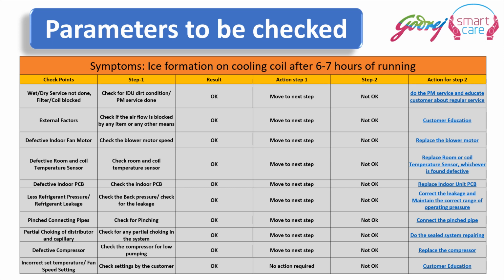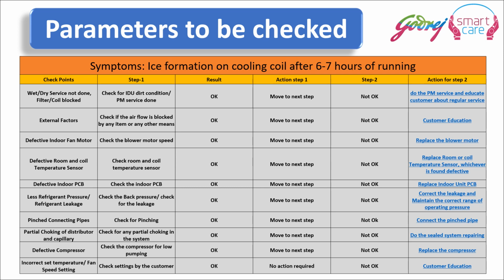In case of less refrigerant pressure or refrigerant leakage, we have to check the back pressure and check for the leakage. In case it is okay, then we have to move to the next step. If there is a problem, then we have to correct the leakage and maintain the correct range of operating pressure.